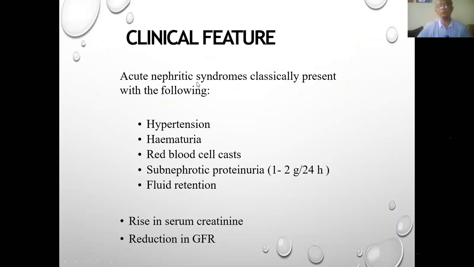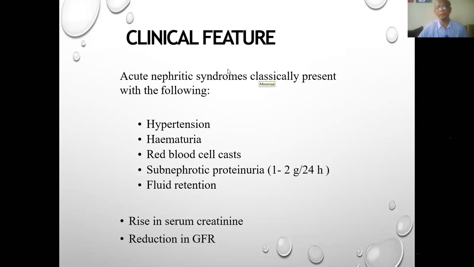The acute nephritic syndrome classically presents with the following manifestations. The patient is hypertensive. In urine, there is hematuria. There is RBC cast. There is subnephrotic proteinuria. Then there is fluid retention. So these features are important.